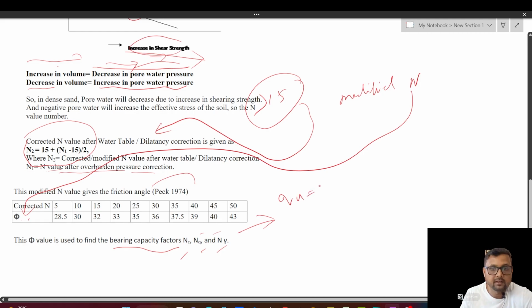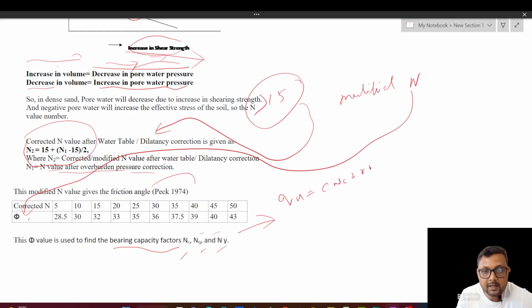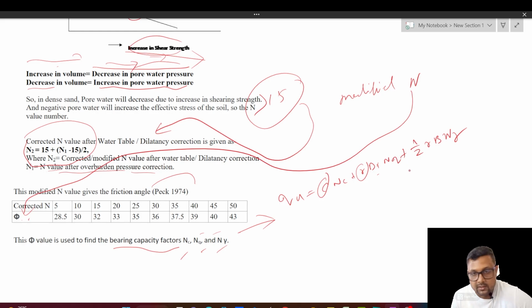Ultimate bearing stress is c Nc plus gamma Df Nq plus half gamma B N gamma. Here c is cohesion, gamma is the density of the soil, Df is the depth of the footing, and B is the width of the footing. So this is all about the SPT test and the corrections made in the SPT test. Through this SPT test, we can find the ultimate bearing stress of the soil.